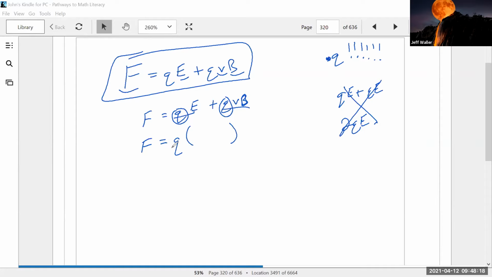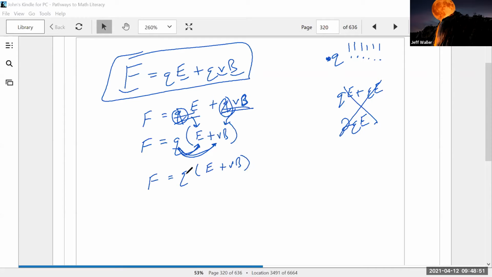We've done this before, right? Yes. So what would be here if I take the Q out? E. So see how I get QE when I do this? Plus, what would be here if I take the Q away? VB. So you can check QE, check, QVB, check. Now, let me write this again.